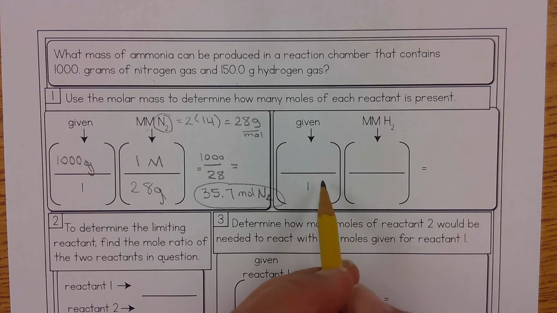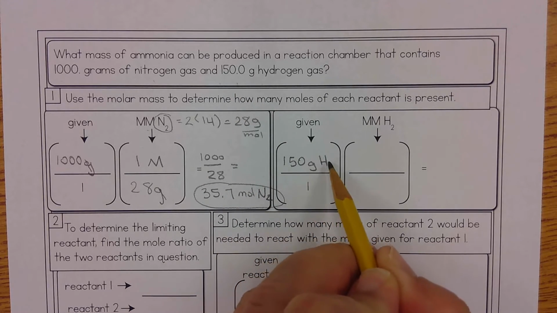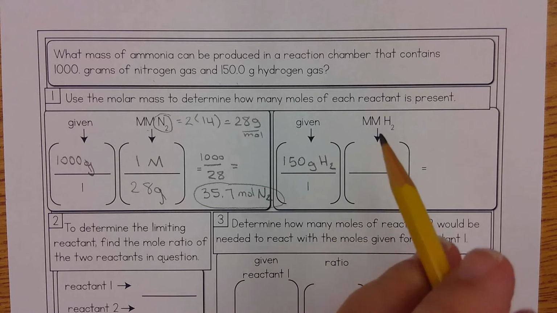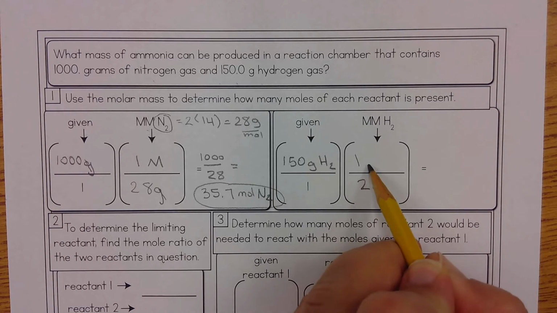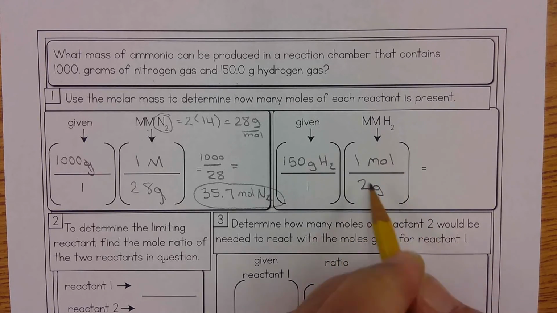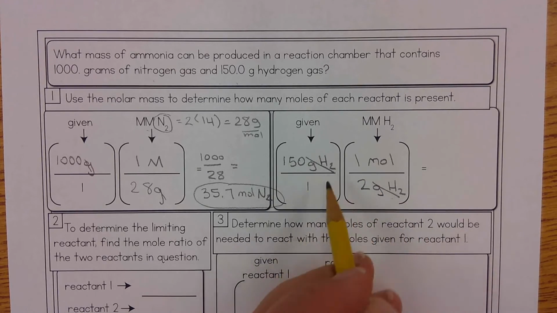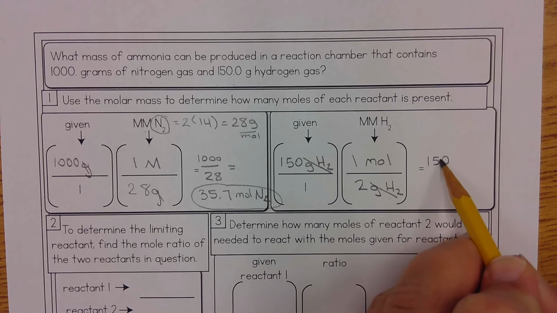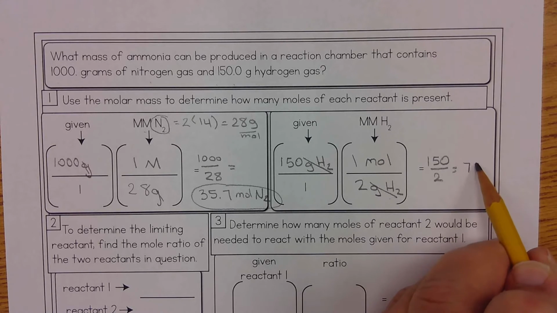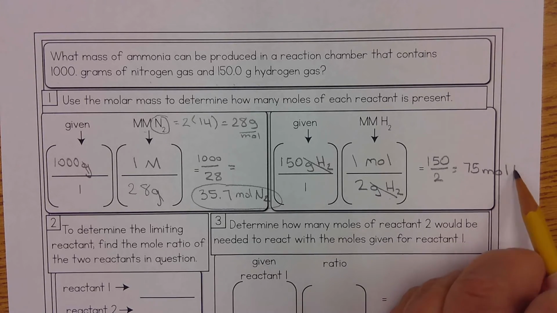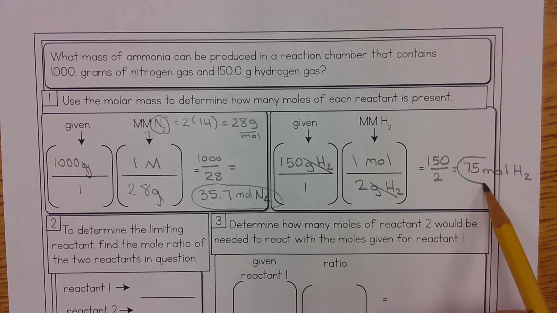Now we do the same thing with hydrogen. I'm given 150 grams of hydrogen. The molar mass from the periodic table, if you look that up, is 2 grams in 1 mole. Remember, I want grams in the denominator so that they cancel. And I end up with 150 divided by 2, which is 75 moles of hydrogen. So I have 35.7 moles of nitrogen. I have 75 moles of hydrogen.